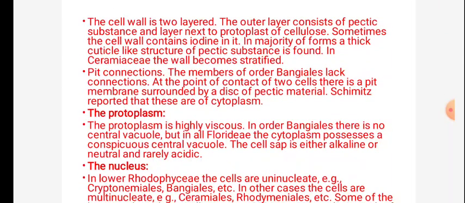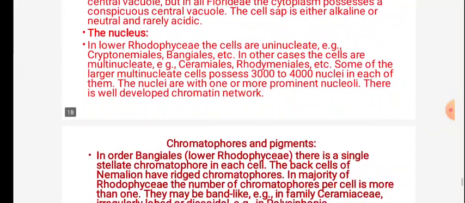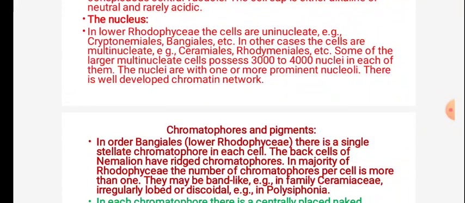So here the cell wall is two layered, the outer consists of pectic substances, then pit connections are there between the two cells. Protoplasm is showing, in Bangiales, one vacuole is there. The Florideae group is most important. The nucleus in Rhodophyceae is uninucleate. Good examples are Cryptonemiales and Bangiales, right?